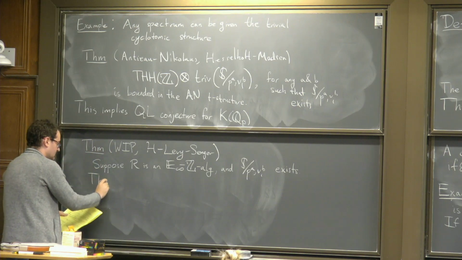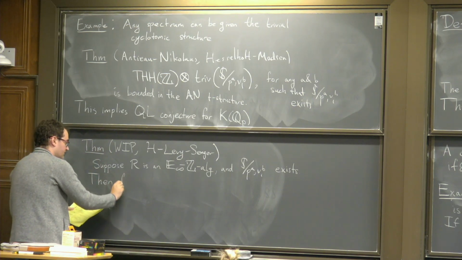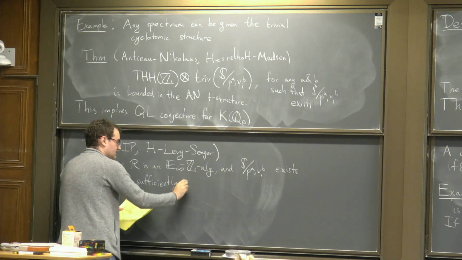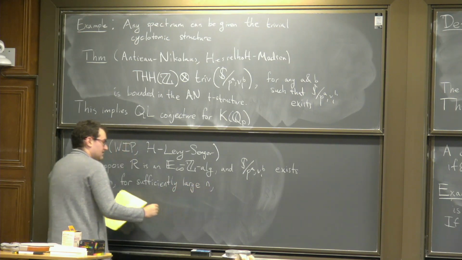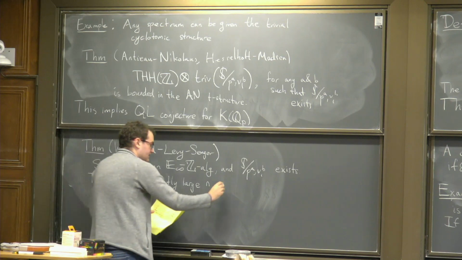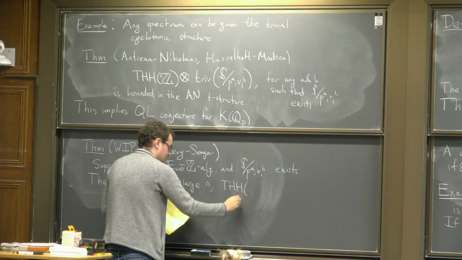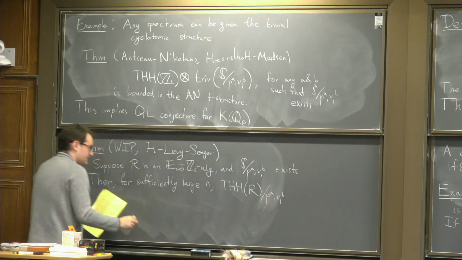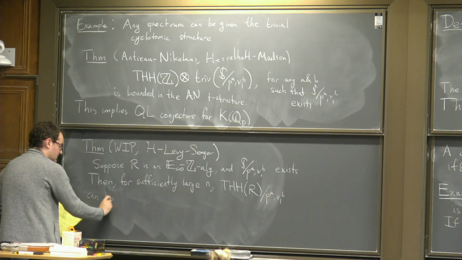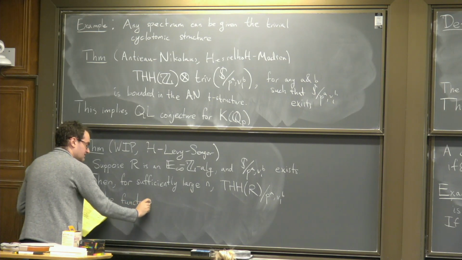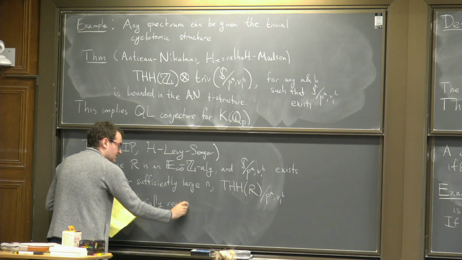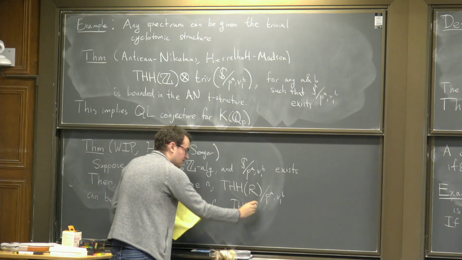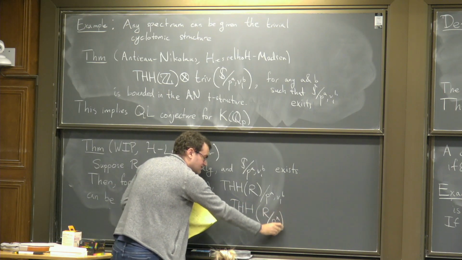Then for sufficiently large integers n, if I take the THH of R and I mod out by p^a and v_1^b, this can be functorially recovered from the THH of R mod p^n.